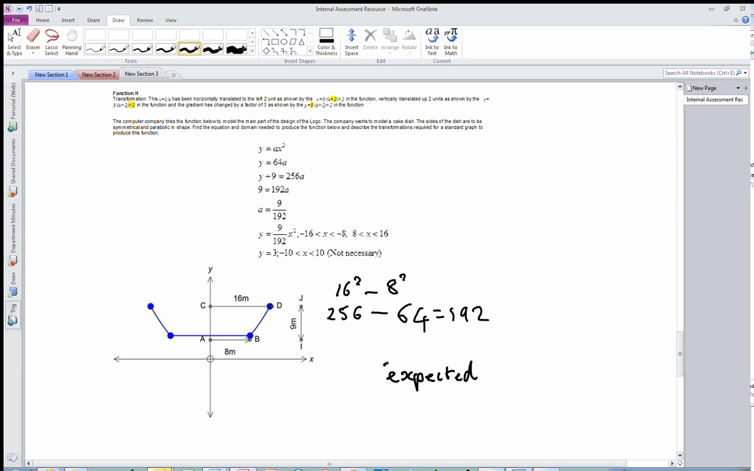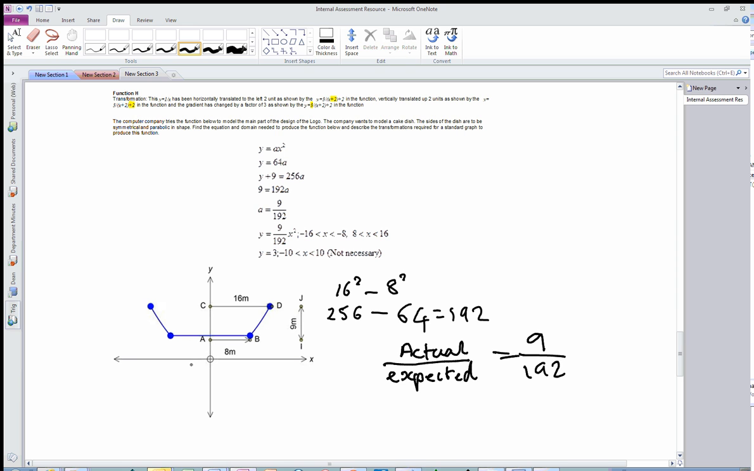Remember, expected goes on the bottom. Right, what did I actually go up? There's 192 on the bottom. I actually went up 9. So therefore I must have a parabola where the coefficient in the front must be 9 over 192. So this is a fast and quick way to find out that coefficient.